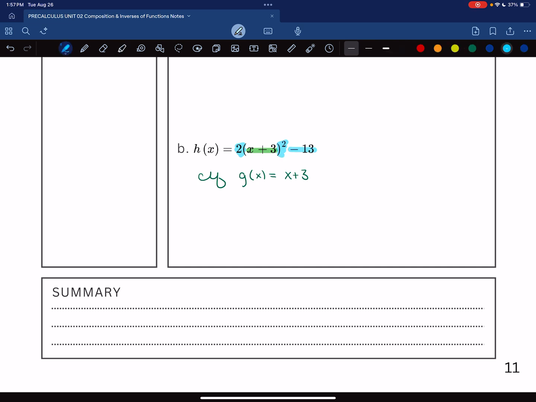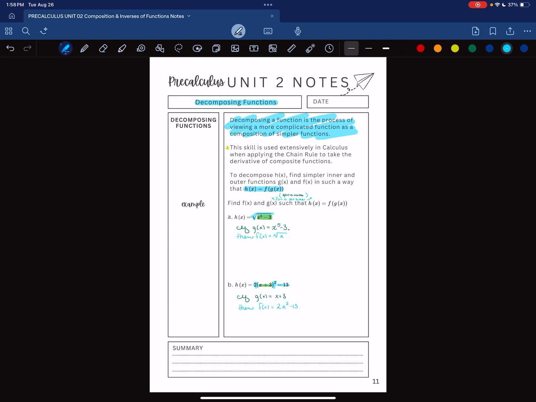So what we would say is then f of x is 2x squared minus 13. And that works out because if this is my input position right here, this goes in that spot and it would give me this original function. So there you have it, ladies and gentlemen. Inside and outside functions, thinking about your composite functions like that allows you to decompose them as well.